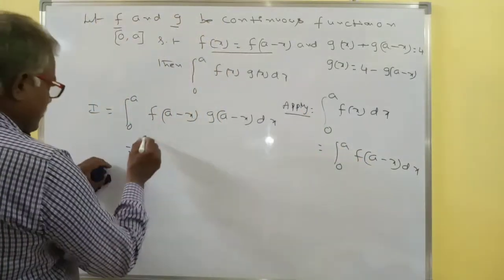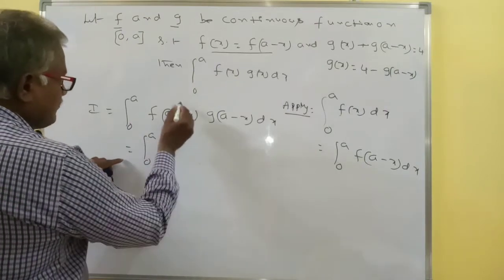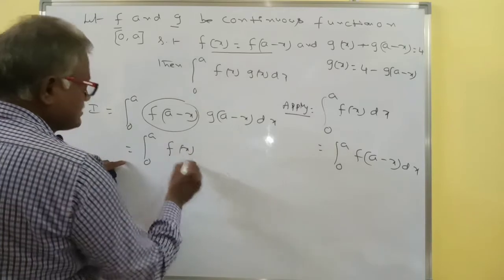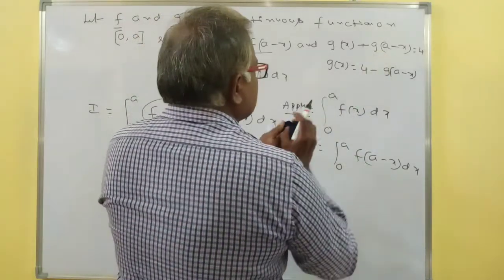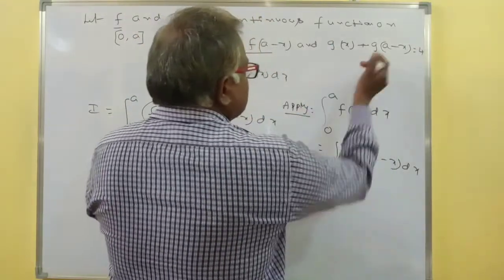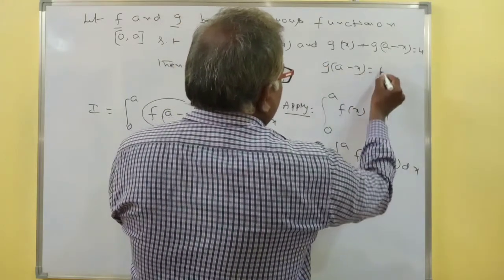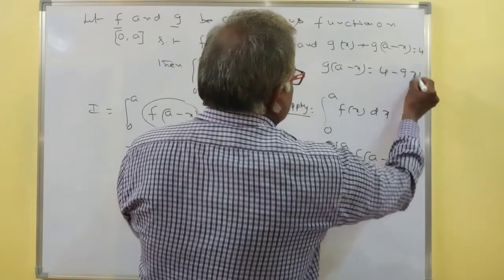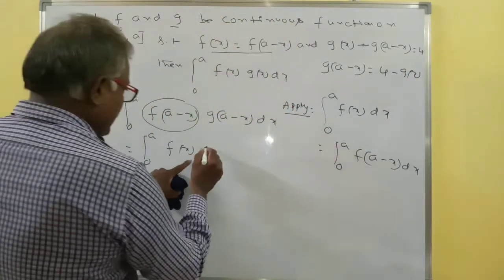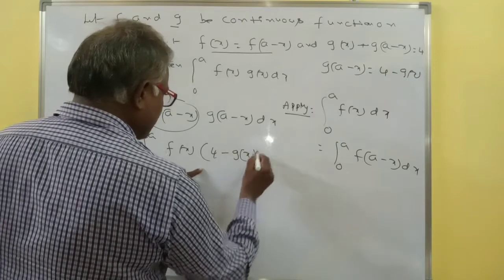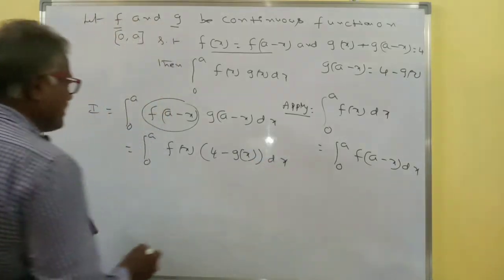Now here what is this one? Integral 0 to a f of a minus x. f of a minus x is nothing but f of x. What about g of a minus x? Here simply you see, g of a minus x is nothing but 4 minus g of x. Okay. That means simply into 4 minus g of x, okay, dx, okay.